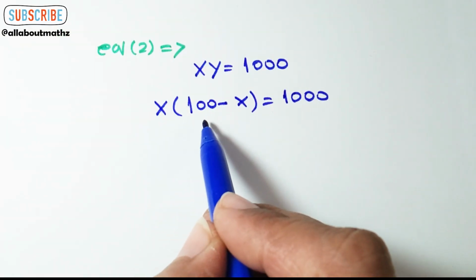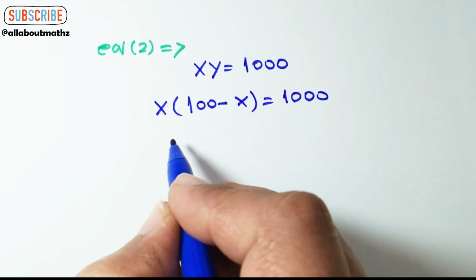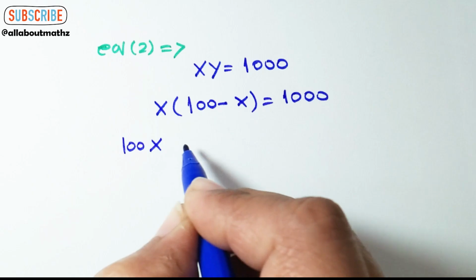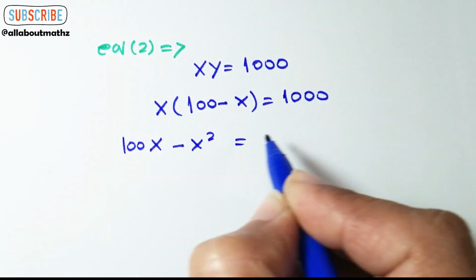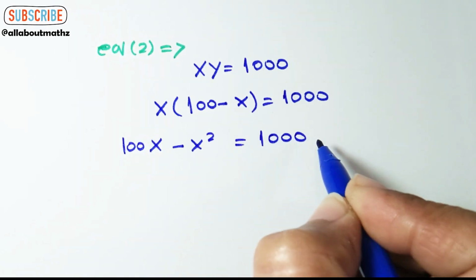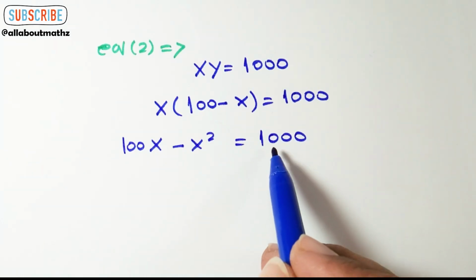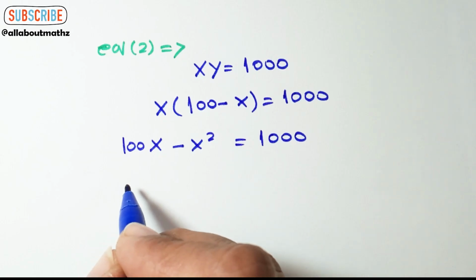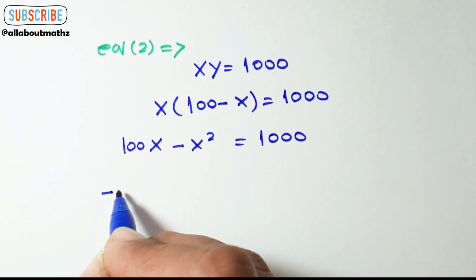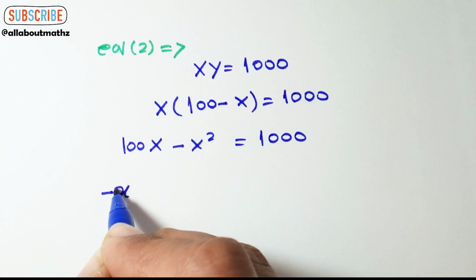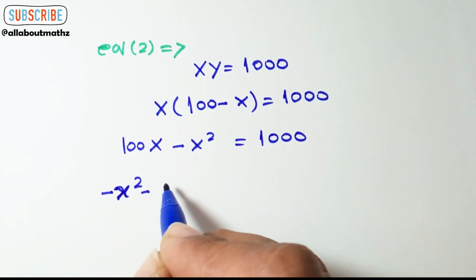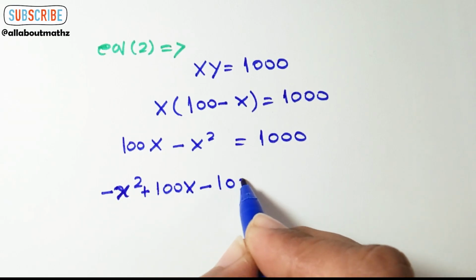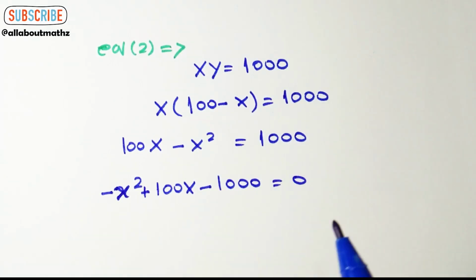So now x will multiply with 100 and minus x, and we get 100x minus x square is equal to 1000. So now we will bring this 1000 on this side, and we will rearrange it. Minus x square plus 100x minus 1000 is equal to 0.